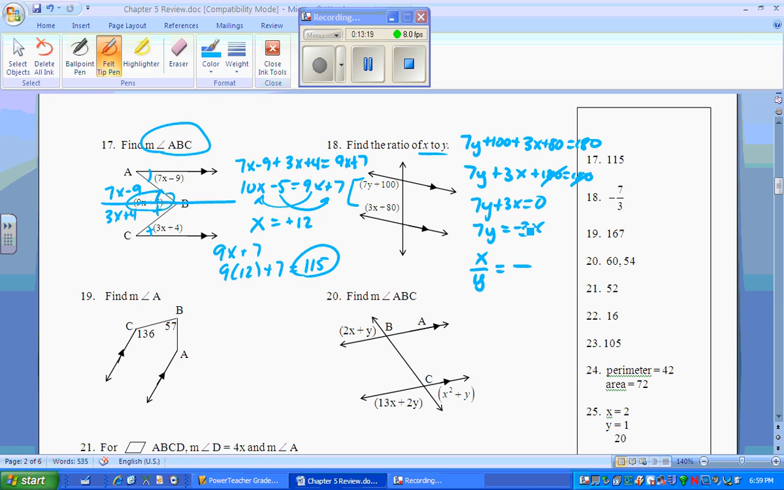You want the ratio of x to y. Back to cross multiply. The 3 needs to be in the x. So what does that mean? That means it has to be down here because it needs to be its cross. 7 has to be on top. So what do we got? We got a negative 7/3 for the answer.